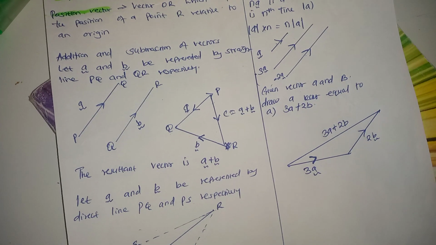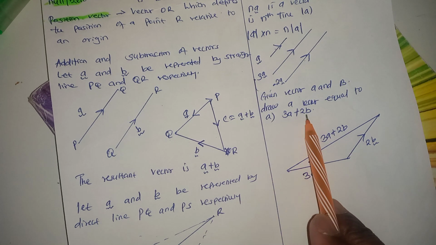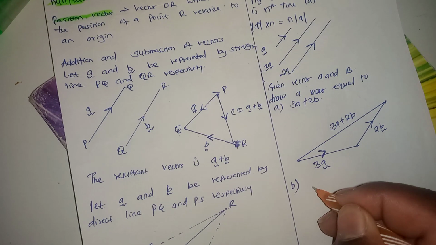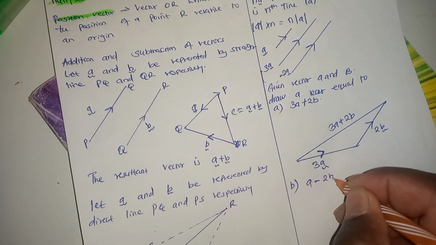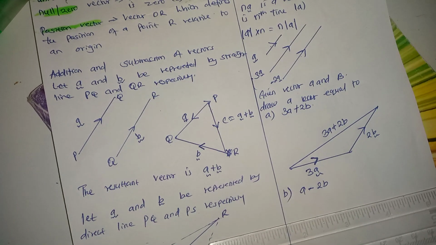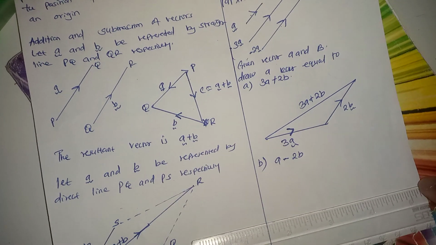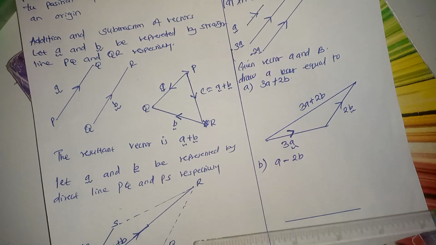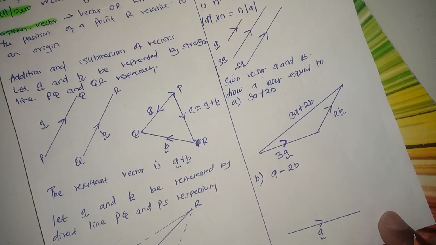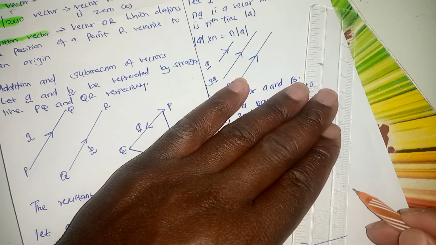Having done like this, we have managed to draw a vector that is equal to 3A plus 2B. Now let's try to draw the vector A minus 2B. We can come and draw this like this, and then we call this vector A. Then we can draw this as vector.